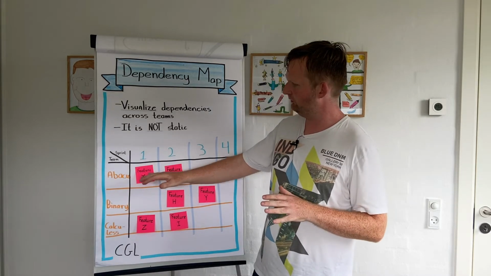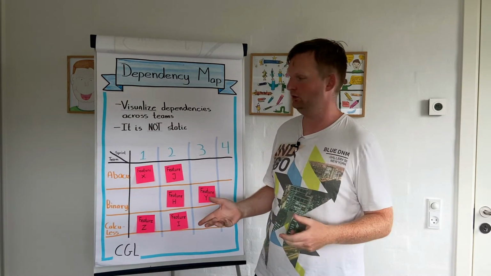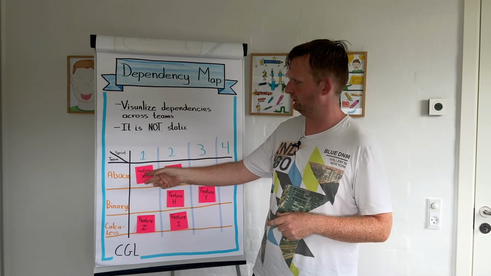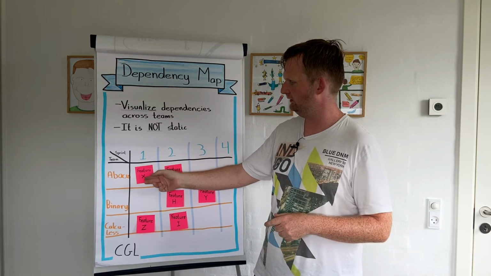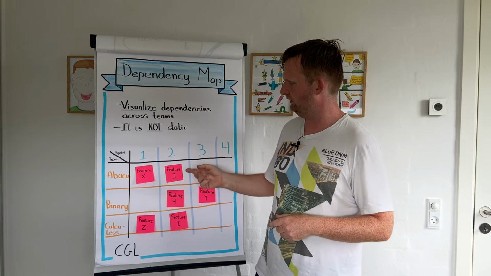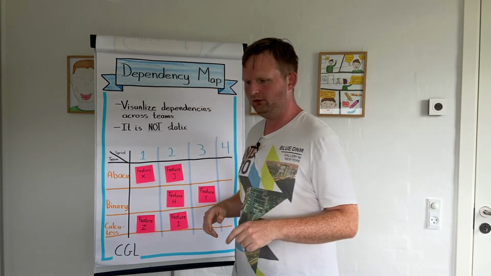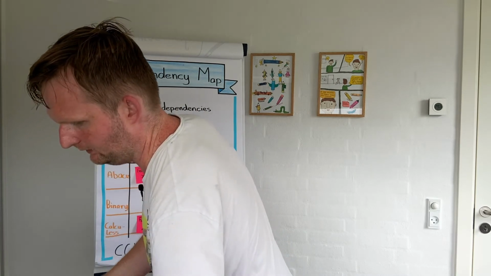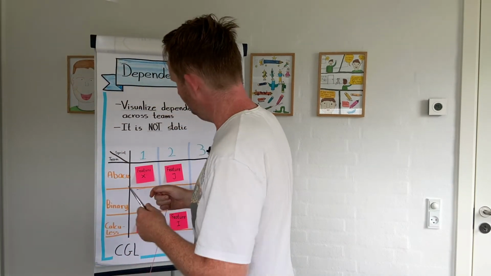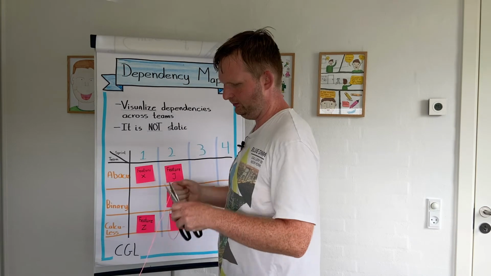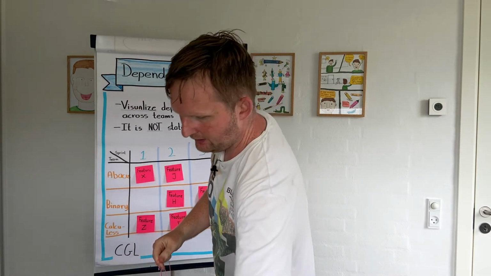And this, of course, is quite nice. It can give us an overview of Abacus. We'll start looking at feature X in this sprint, and then feature J in this sprint. All good. But the problem is when we then start to have dependencies between these teams, and that's where the dependency map comes into play, and a roll of yarn.